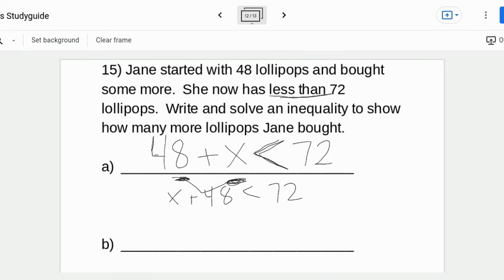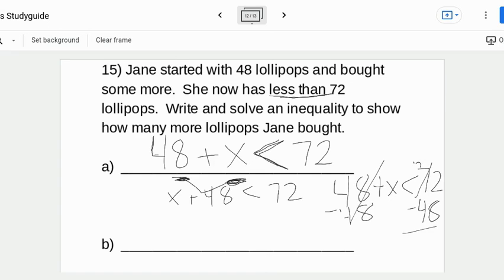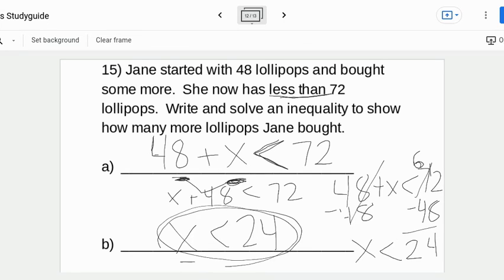Okay, now we go to solve it. So I'm going to rewrite 48 plus X is less than 72. I subtract 48 from both sides. Okay, I borrow. 12 minus 8 is 4. 6 minus 4 is 2. Bring down my sign, bring down my variable. So X is less than 24. Again, make sure you have the whole thing. If you only wrote 24, you would miss out on your test. So make sure you get the whole inequality written down.